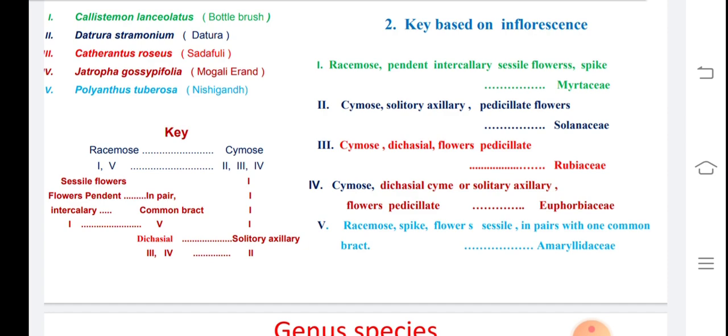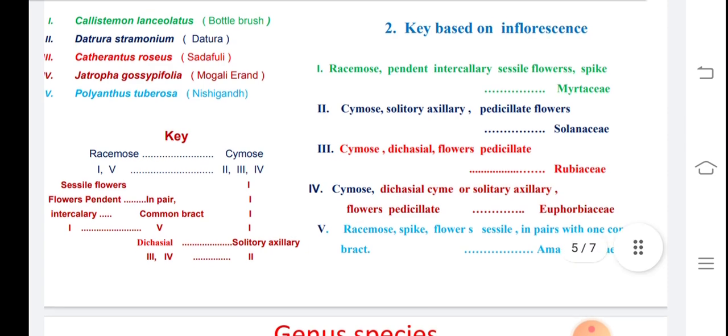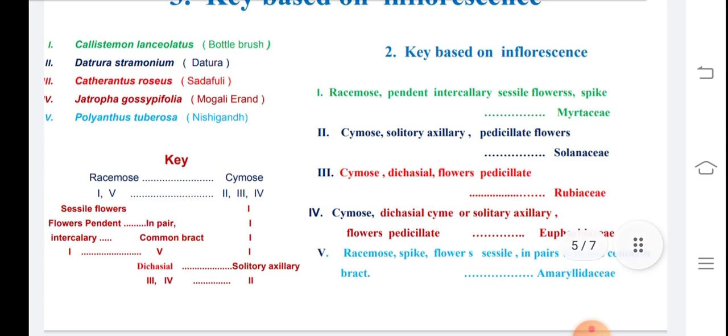Then about cymose, 3 materials are there. So here dichasial cyme and solitary axillary. Here we are considering only the characters of the flowers. So you see about this, and the remaining part we will see, genus and species, in the second session. Okay, so thanks to all.